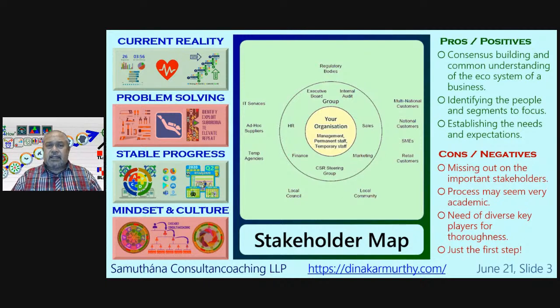Therefore, though they seem to be doing good for the organization in their own way, they may be causing more harm than benefit. Therefore, it's important to rope them in also and establish a common understanding. For that, stakeholder mapping is an outstanding tool.